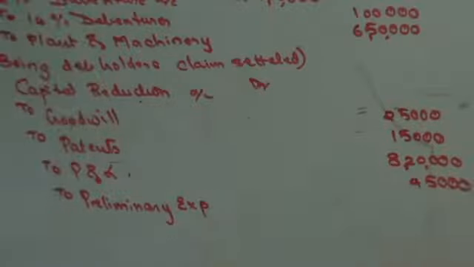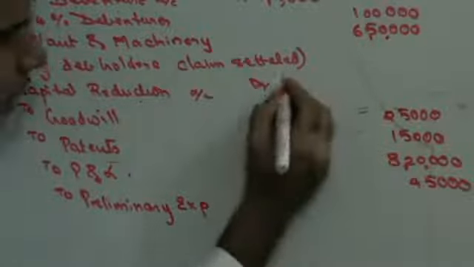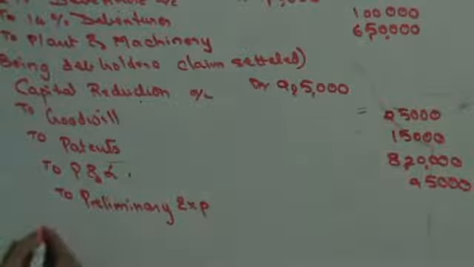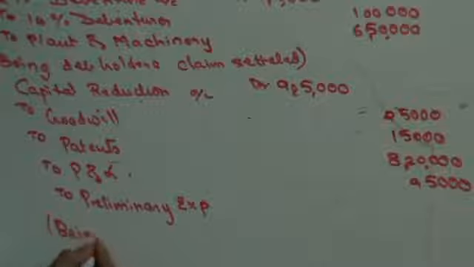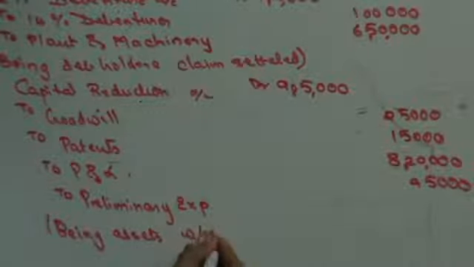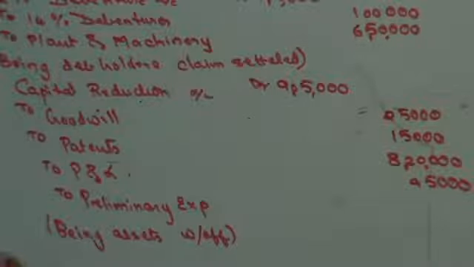Someone please help me calculate this. 8, 20, 30, 40, 50, 60. 9,05,000. Yes. Being assets written off. Right? Next.